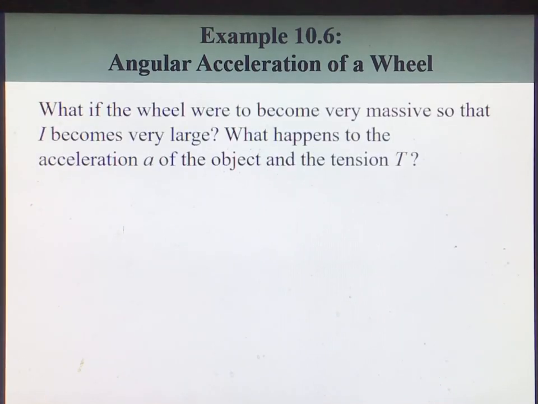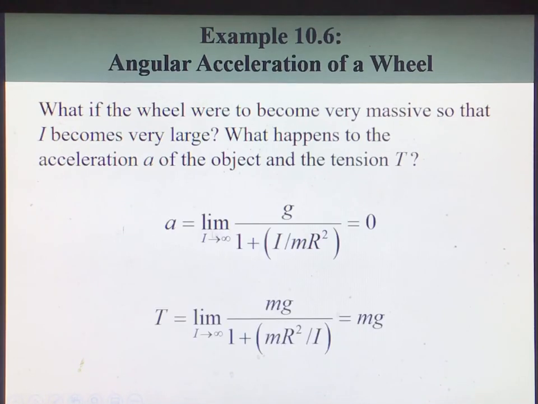All right. So what if the wheel were to become very massive so that I becomes very large? What happens to the acceleration of the object and the tension force? When the I value is very large, we can look at this value right here. It means that the acceleration is just going to go to 0, and the force of tension is just going to equal mass times gravity.